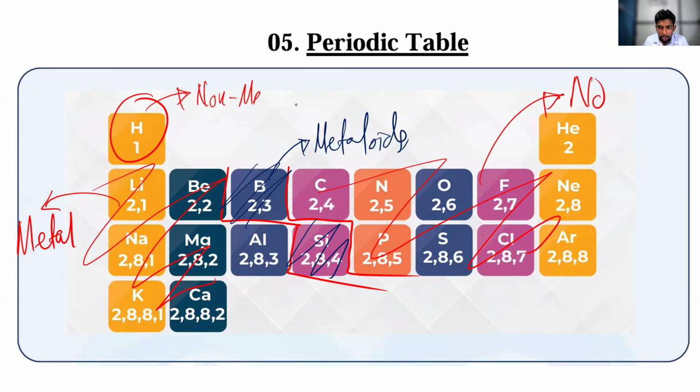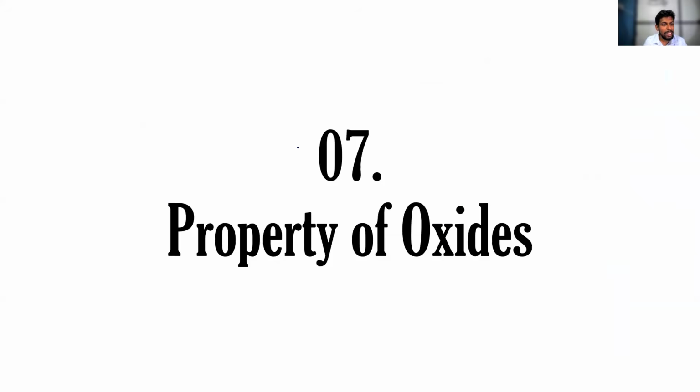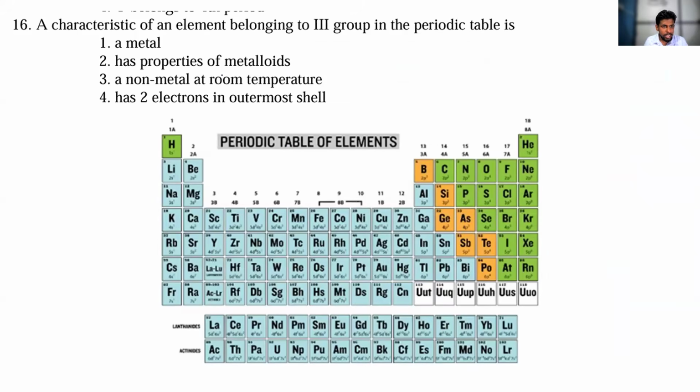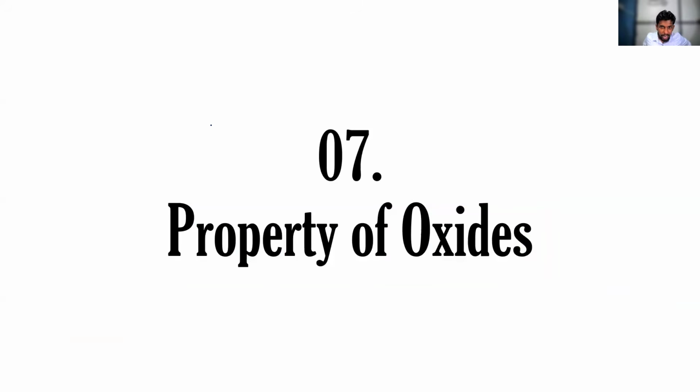Right, okay. According to that statement, according to this fact, we'll move to the answer there. Directly they are asking the characteristic of the element belonging to the third group. What is it? Boron, that is a metalloid, has the properties of metalloids. Okay. Now, we are going to move to the seventh part, a very important part regarding the oxides.